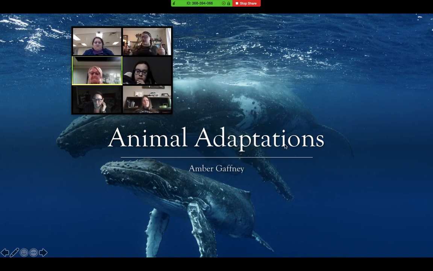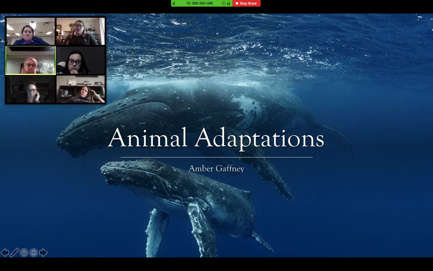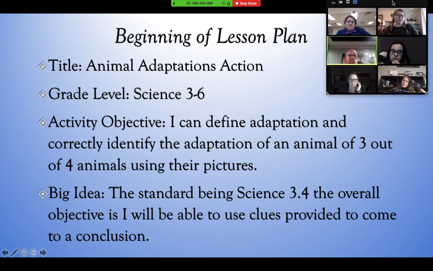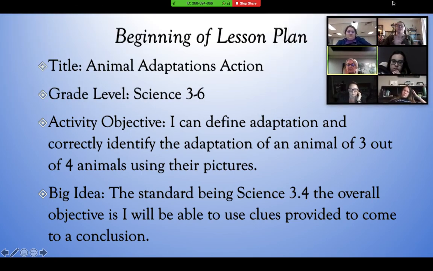So I did animal adaptations. This lesson is called Animal Adaptation Actions. That was the title of the activity. The grade level is Science 3 through 6, though I do think this is a 3rd or 4th grade level activity. It matches their standards rather than a 5th or 6th grade, but it can be altered and adapted, and the animals can be harder, there can be more, and that will help you make it a little bit harder.